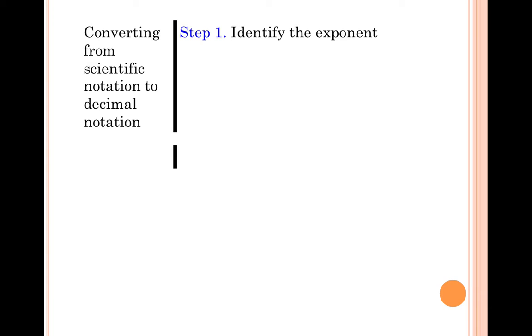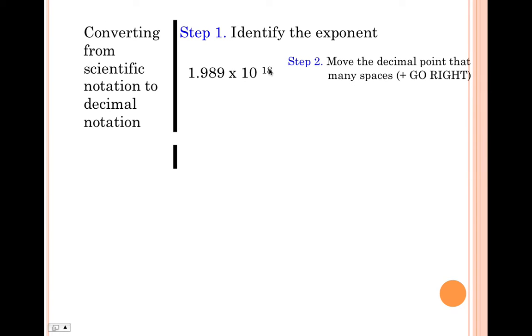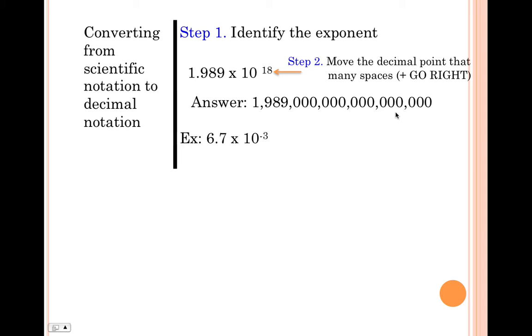Now, when you are converting scientific notation back into decimal notation, the longer form, the first thing that you want to do is identify the exponent. So here, you identify the exponent as being positive 18. So step 2, you need to move the decimal point that many spaces to the right. Because it's positive, you move it to the right. So the decimal point is here, and you move it all the way over 18 spaces, and any places that have a hole, you want to fill that with zeros, and so now we have our original answer.